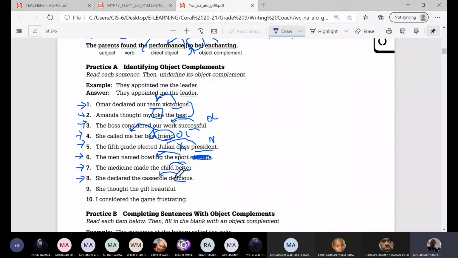Excellent. Mister, can I solve 9? Yusuf, right? Yes, Yusuf, sure, go. She thought the gift beautiful. Beautiful, so easy and so good. Thank you. Yes, describing gift. Very good. Number 10.